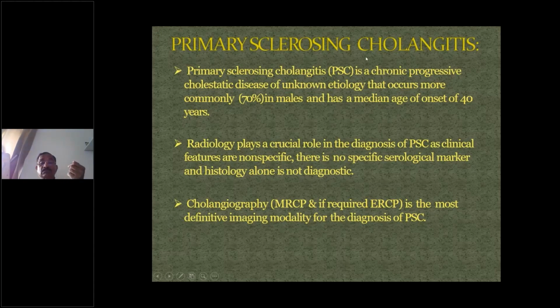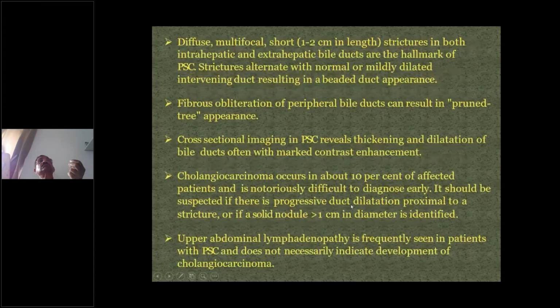So in primary sclerosing cholangitis, ultrasound has a very limited role, and cholangiography, normally now MRCP, is the first choice, and if required, ERCP is the most definitive imaging modality for the diagnosis of PSC. The most common pattern is diffuse multifocal short strictures in both intra- as well as extrahepatic bile ducts. They are the hallmark of PSC.